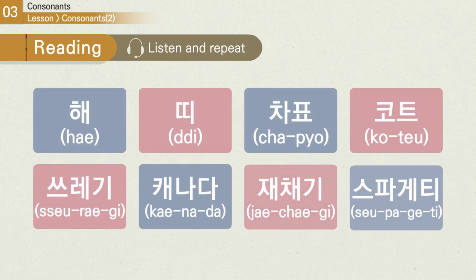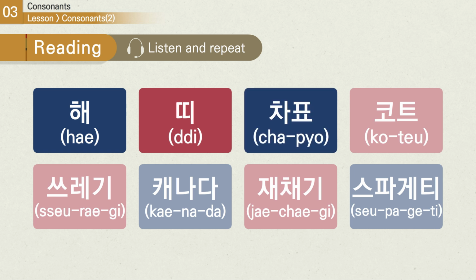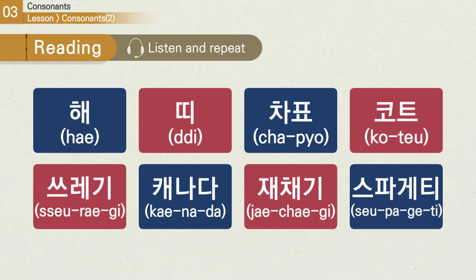Let's try reading these together. Listen and repeat after me. 해, 띠, 차표, 코트, 쓰레기, 캐나다, 재채기, 스파게티.